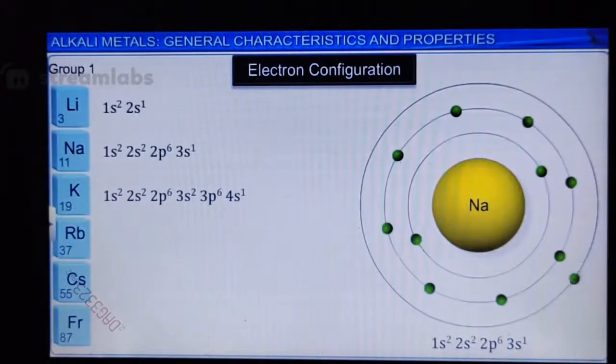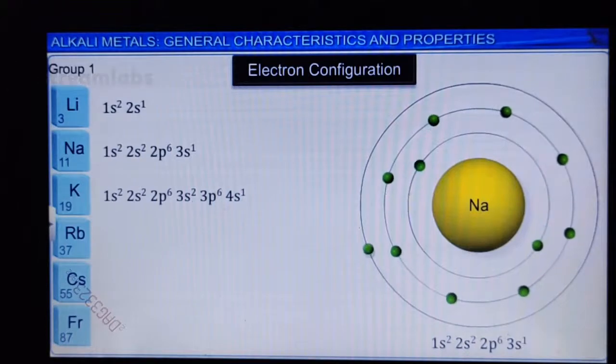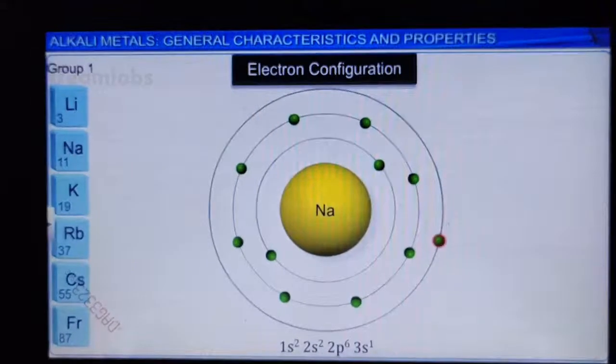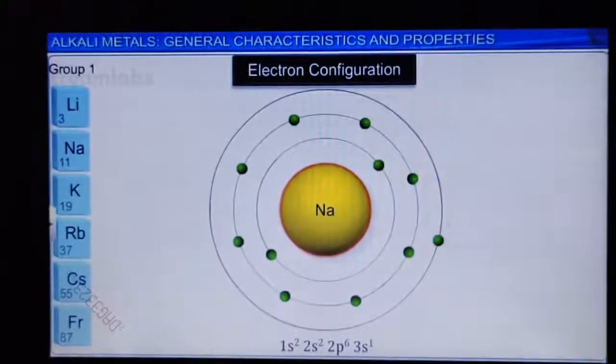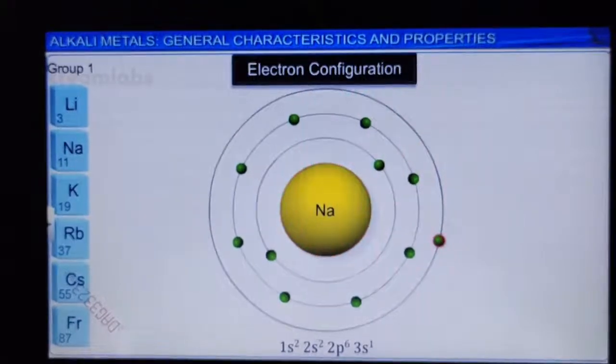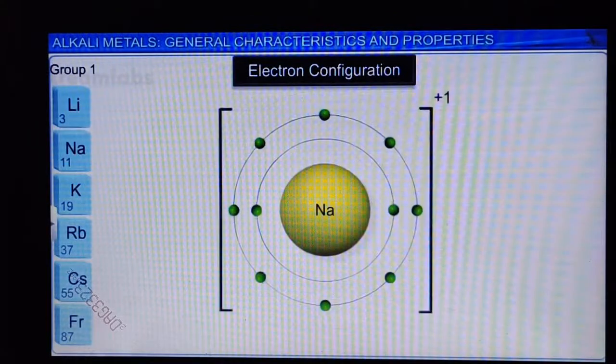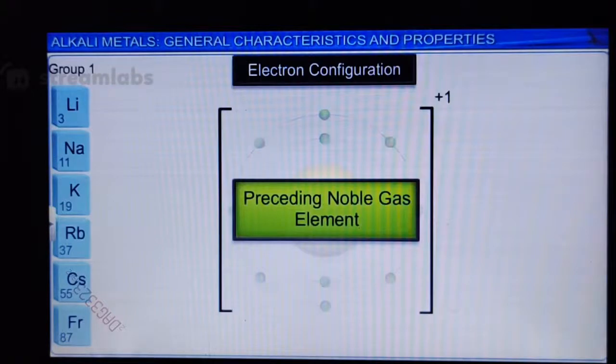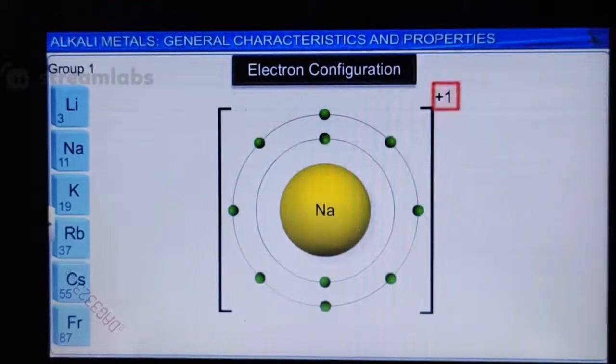Okay. Now this single valence electron can easily be removed because it is loosely attracted to the nucleus. Okay. This is lost, and the resultant electronic configuration becomes that of the noble gas. इसका preceding noble gas का जो configuration होता है वही हो जाता है. Okay, so they form cations with a charge of +1, because they easily lose that one electron.